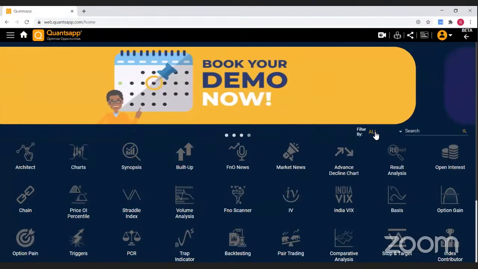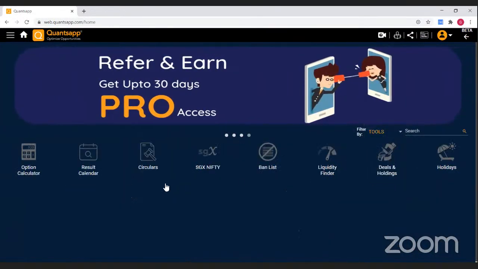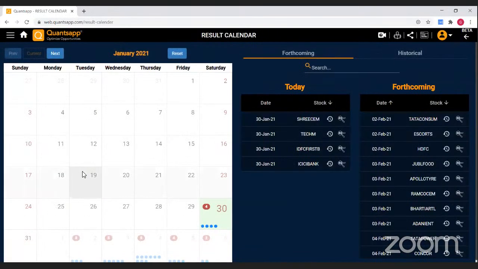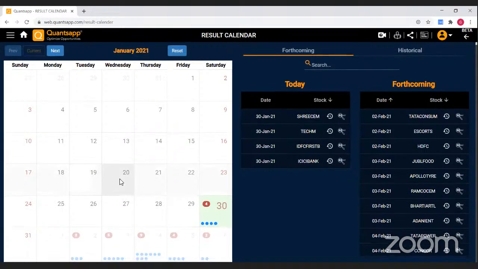So first we're going to go to Tools, and in Tools we have the result calendar. What we are doing here with the result calendar tool is that it gives me an idea and tells me which company is announcing results. This means only FNO companies. We're going to see that on the 30th, today, ICICI Bank, IDFC Bank, Tech Mahindra, Shriram Transport, Shriram Cement, Shree Cement. These are the companies announcing their result.